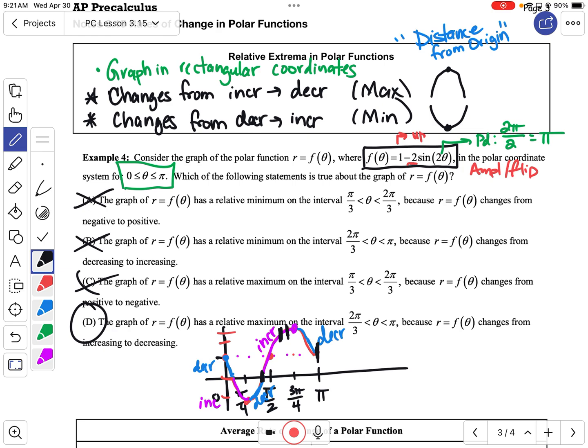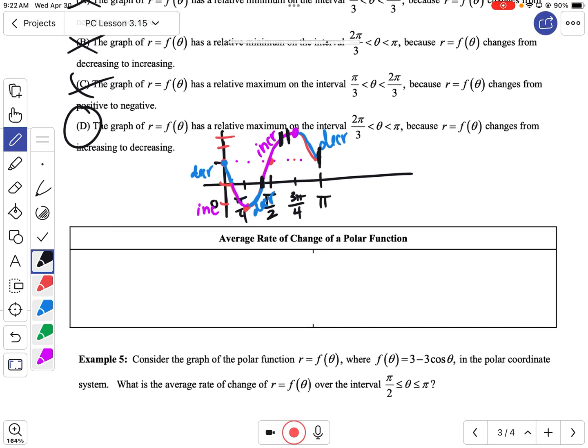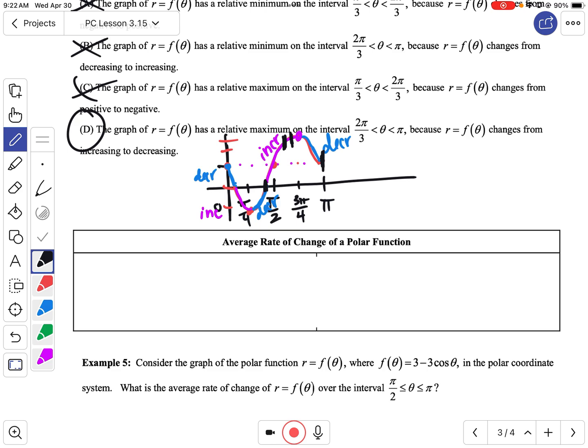Alrighty. Last thing we have to do. We've done average rate of change with every type of function we've talked about. We do it with polar functions as well. Average rate of change. Every time we've talked about average rate of change, we refer to it as slope. That is no different here.